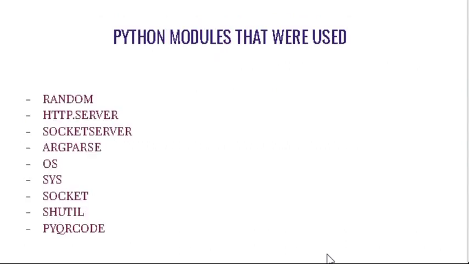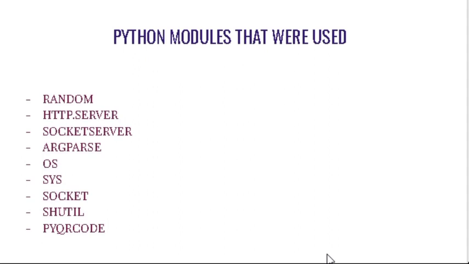So what are the modules being used here? Python modules. I have used the random module, which produces random integer numbers. I used this module to generate random port numbers. The HTTP server is for this client-server thing. Socket server is also for this client-server connection. Argparse is to parse a string, basically.